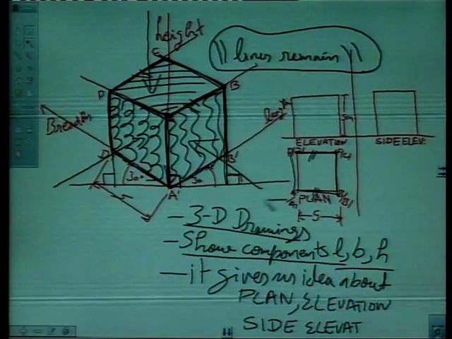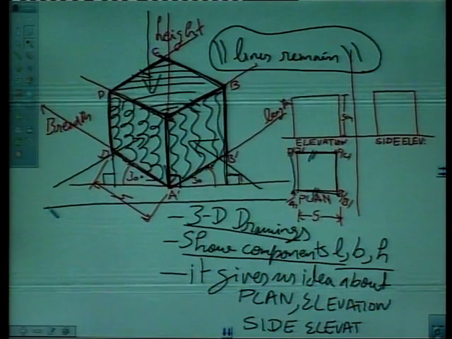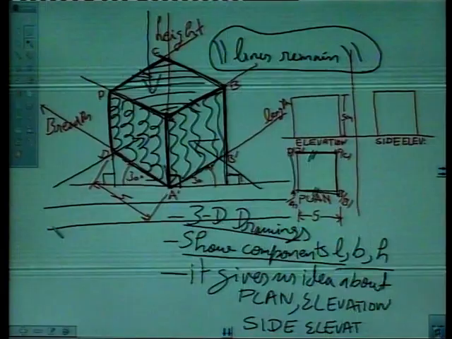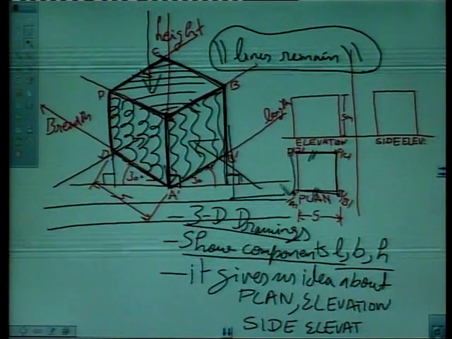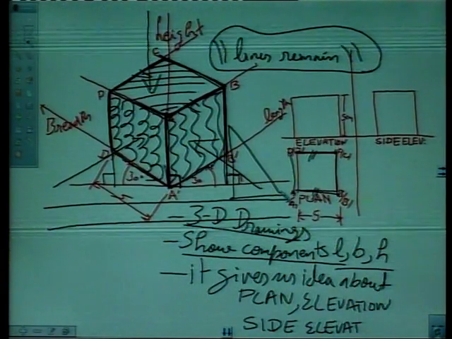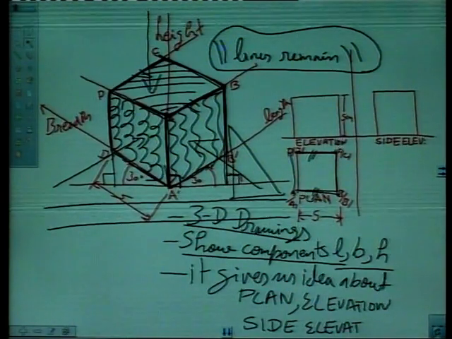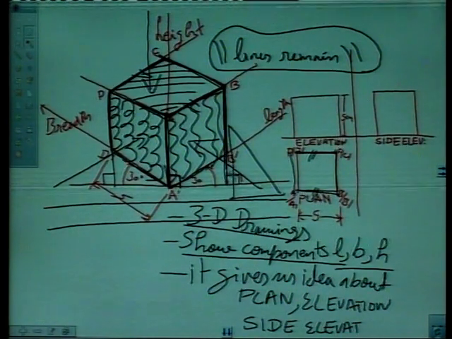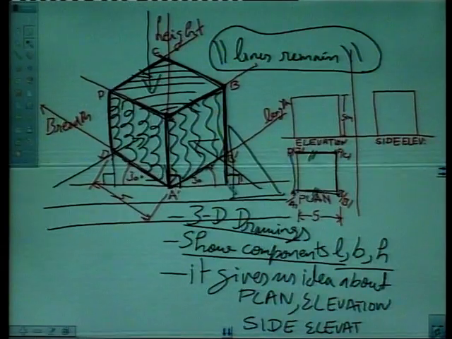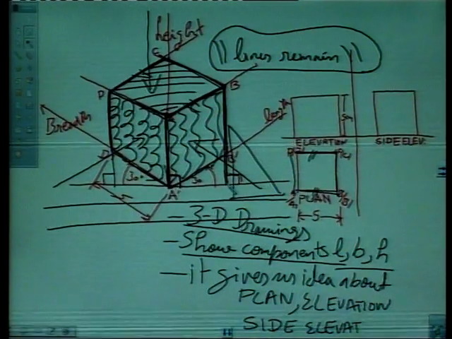squares. We can keep our parallel bar here like this and set square like this. So this line is drawn by the vertical edge of the set square. So this gives us a brief introduction about the isometrics.